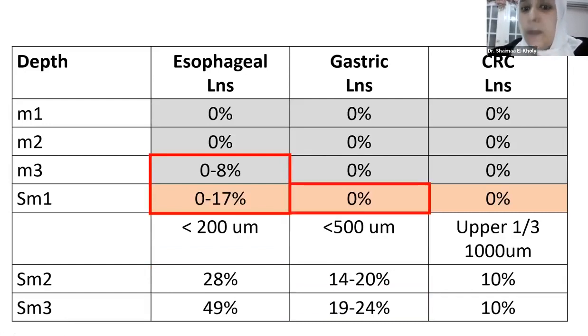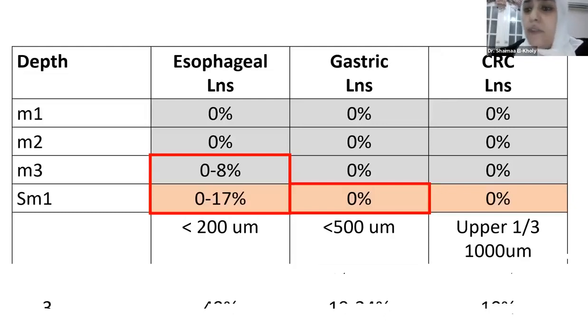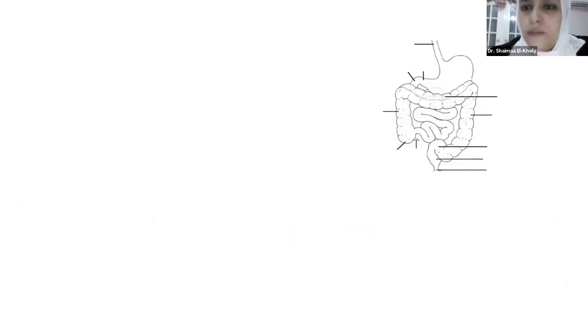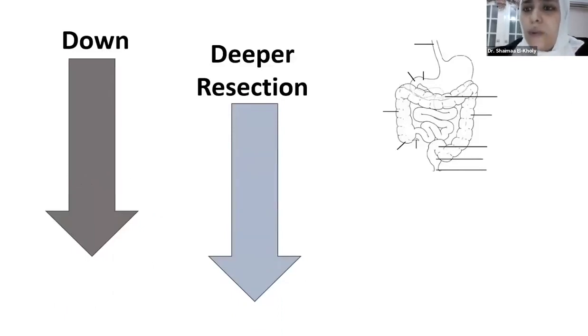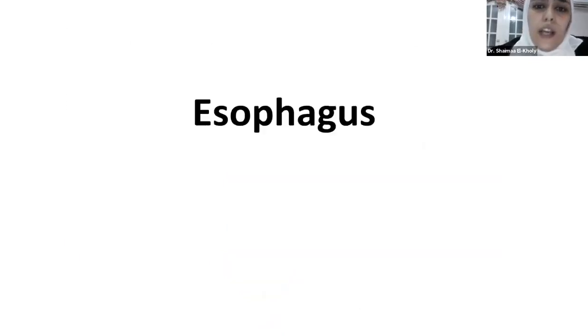When we go for the stomach, also SM1 is a relative indication or extended indication. And for the colon, it's free. So it looks like when we move down through the GI tract, things are getting a little bit looser or easier. So the rule that we want to get from this lecture is, as you go down from the esophagus to the colon, you can go for deeper resection. So as you go down, you can resect more deeply.